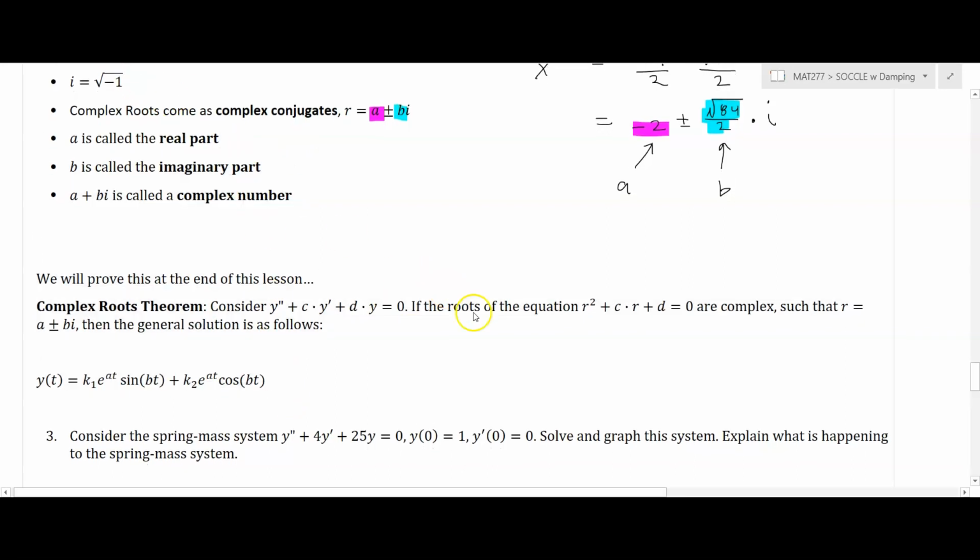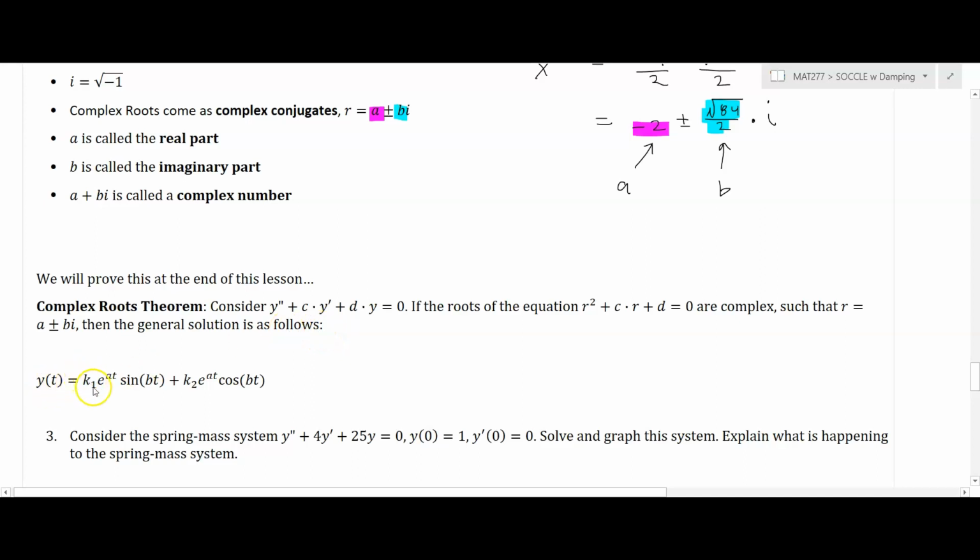Up at the top, except now suppose the roots of the equation r squared plus cr plus d equals 0 are complex, such that the value of r that you find is a plus or minus bi. Then the general solution is as follows.